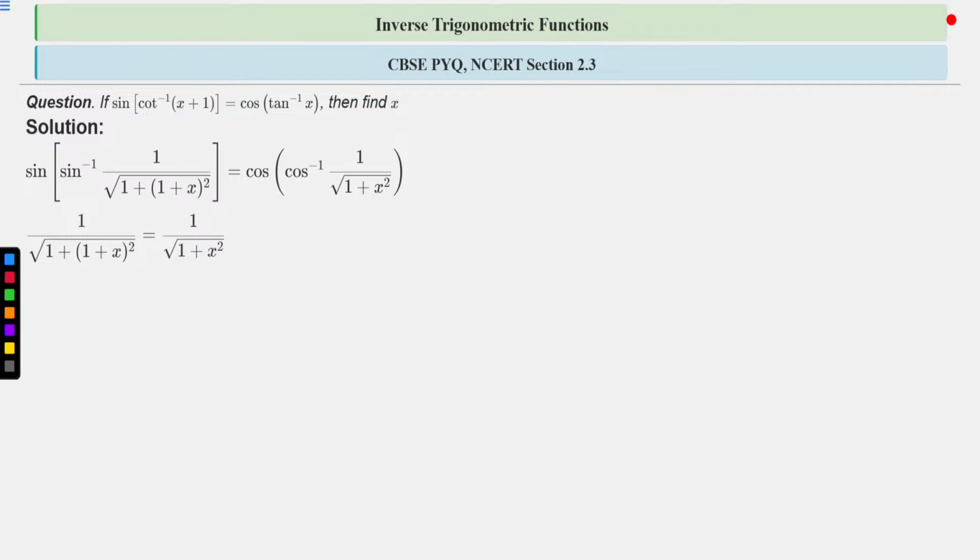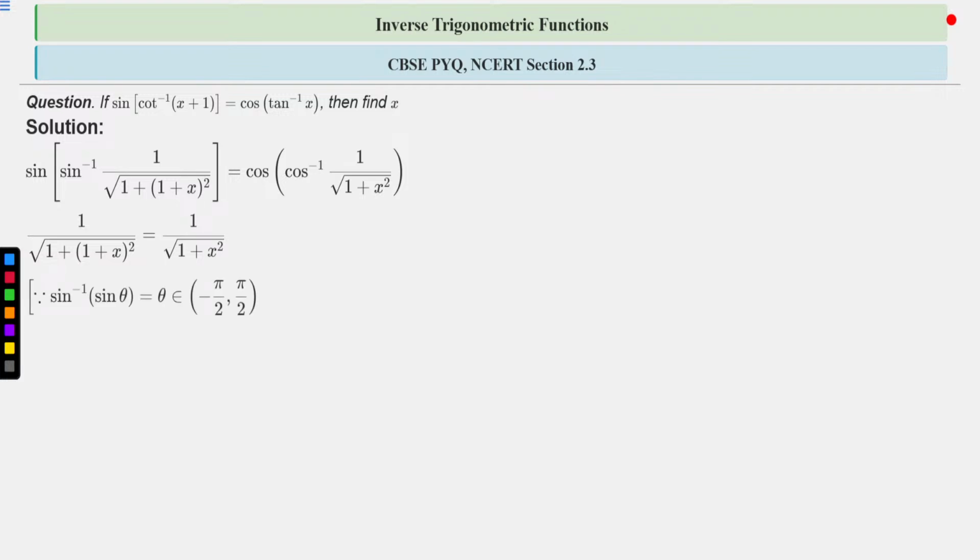So we can write it as 1 upon root over 1 plus x whole square is equal to 1 upon root over 1 plus x square, right? Because we know that sine of sine inverse theta is equal to theta, and cos of cos inverse phi is equal to phi. Therefore, finally we can write it as 1 upon root over 1 plus x plus 1 whole square will be equal to 1 upon root over 1 plus x square, right?